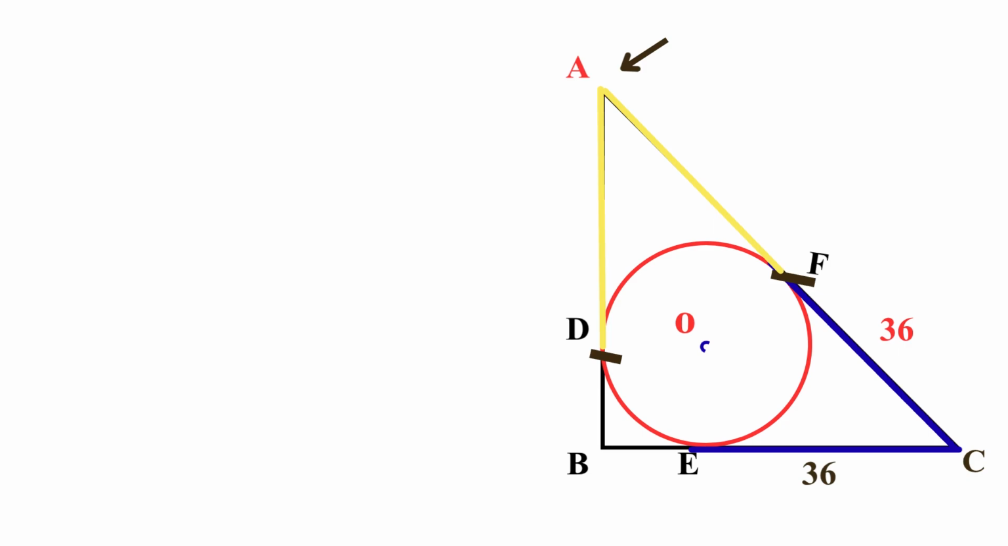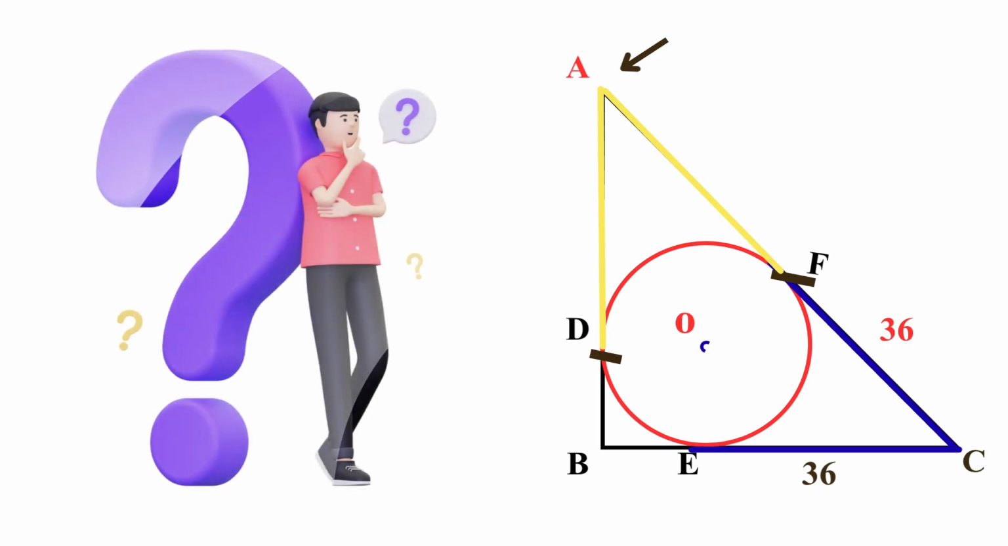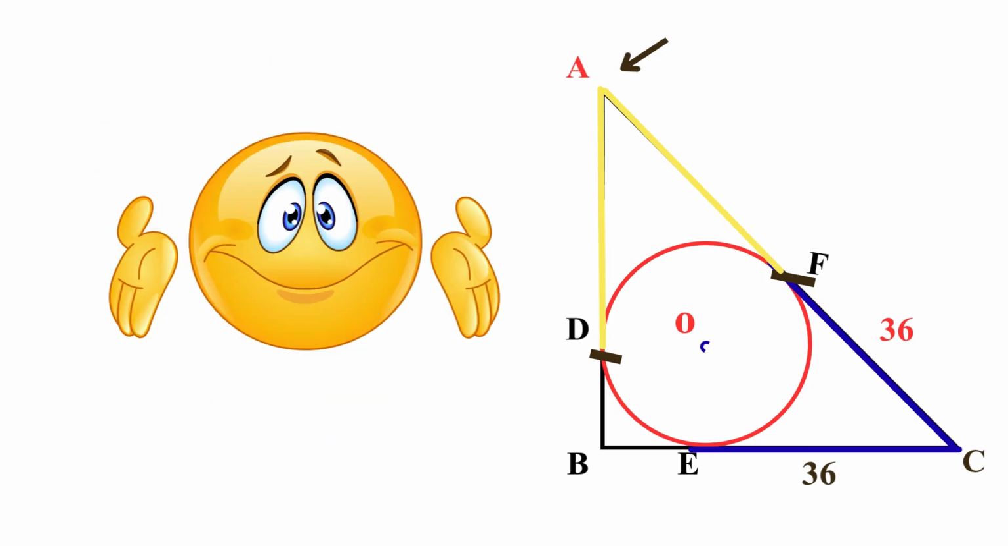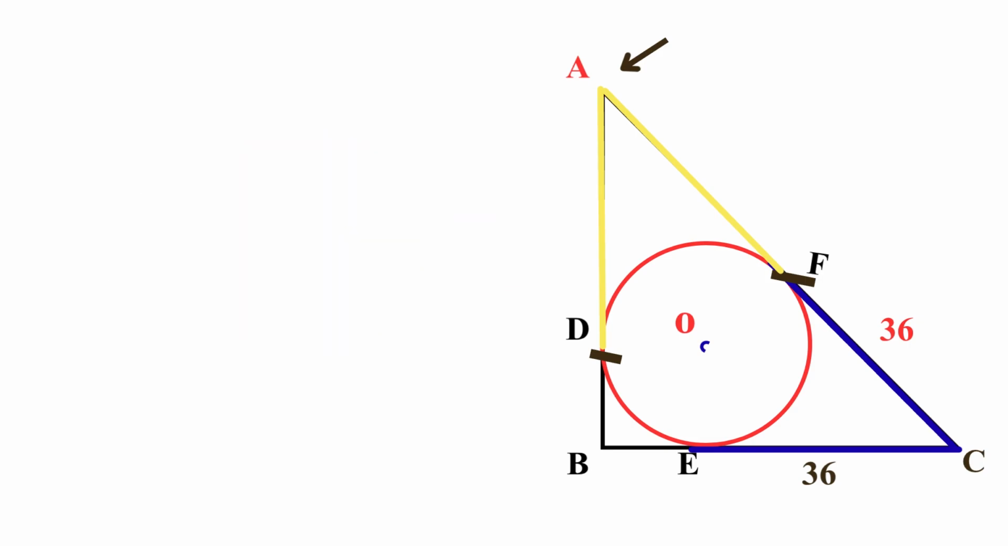Since both tangents originate from the same point A, they must be equal in length. But wait, we have an issue. We don't have a number for this length yet, unlike at point C, where we calculated 36 units. But don't worry, this is where algebra comes to the rescue. We'll use a variable. Let's call this unknown length x. So we can write AD equals AF, which equals x units. Now we are going to figure out what x actually equals in just a moment.